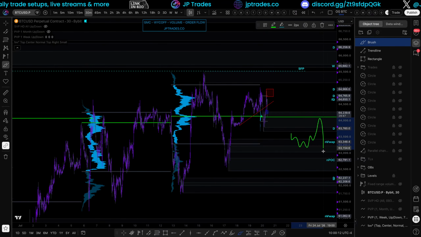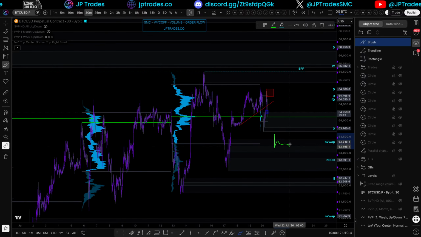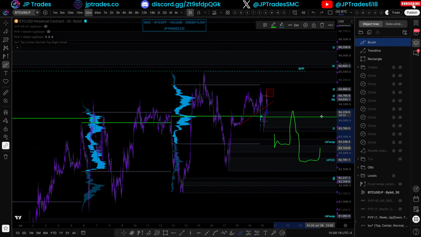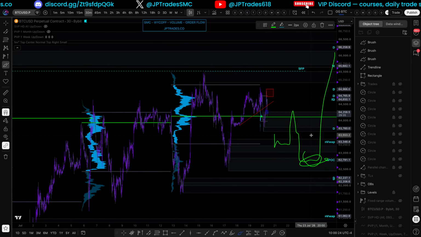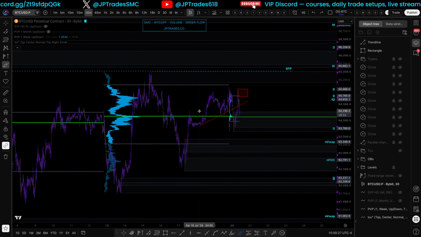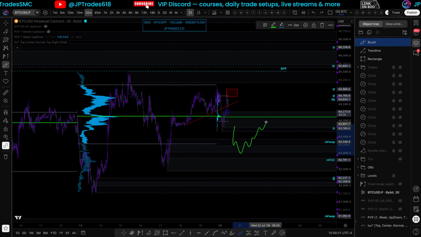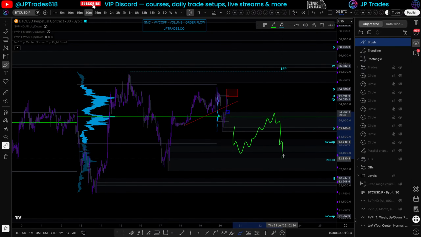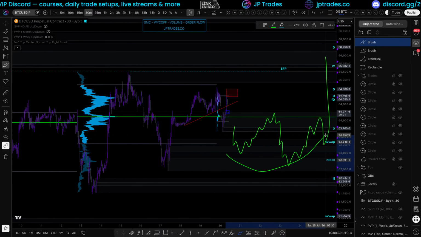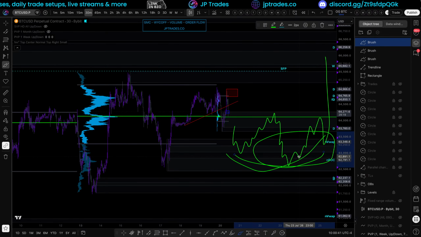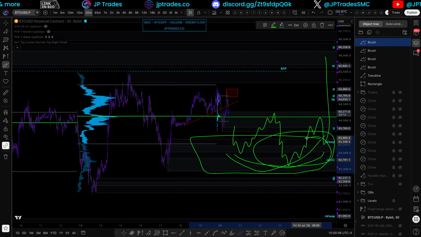Come back up to point of control and then come back down here to the naked point of control and do it all over again, right? So you could have a nice scalp, and then this will be your swing setup, building out a larger accumulation. Let's make that a little bit more pretty. If you come down here, and this will be like your 12-hour, 18-hour, maybe multi-day accumulation in this bigger order block.